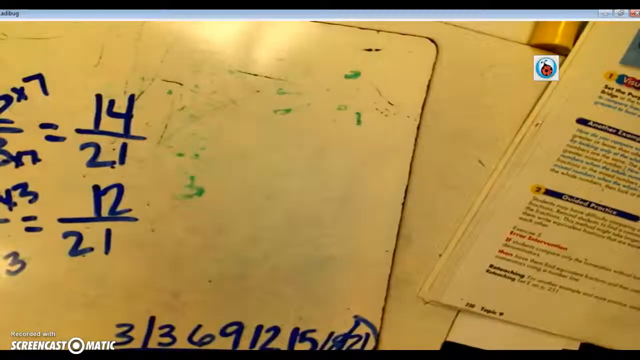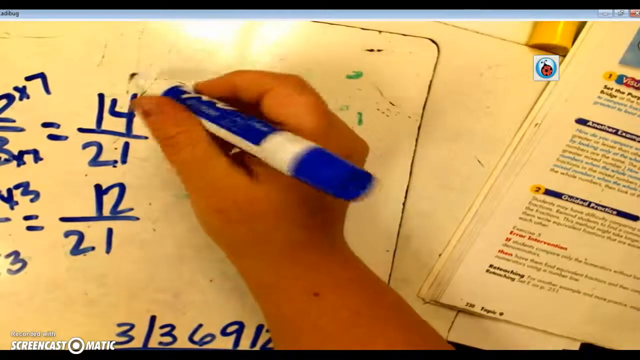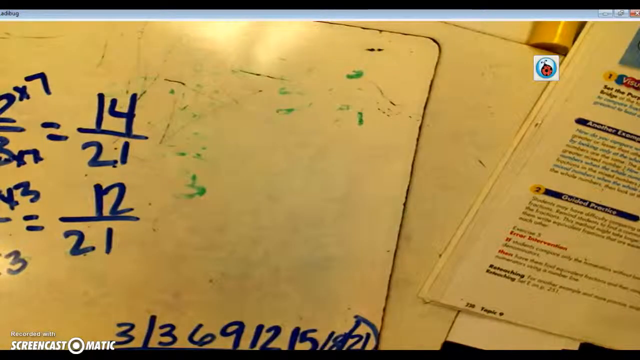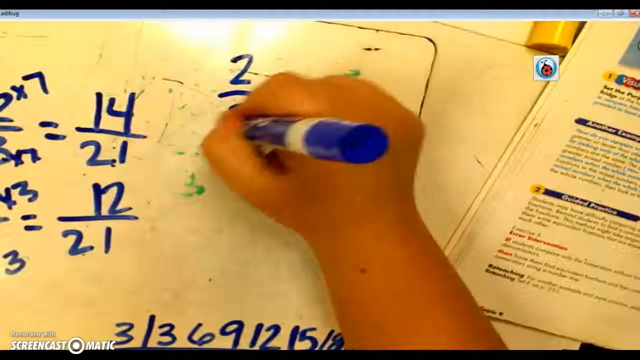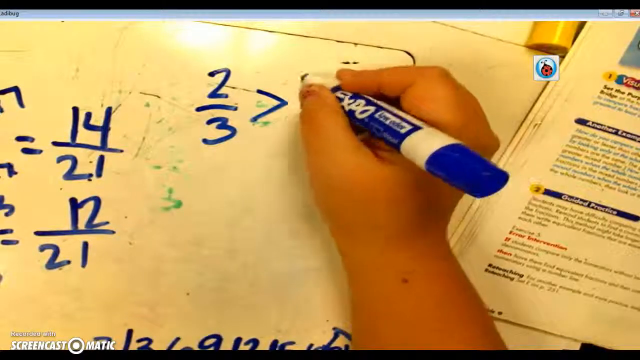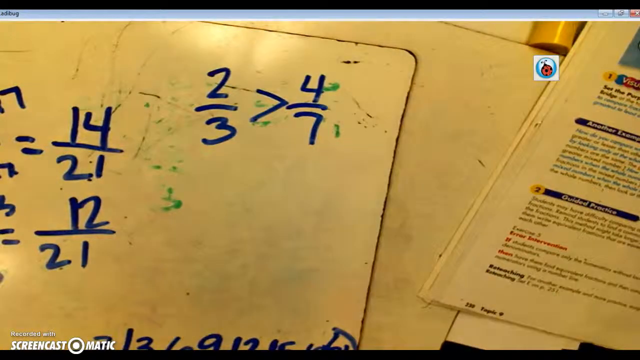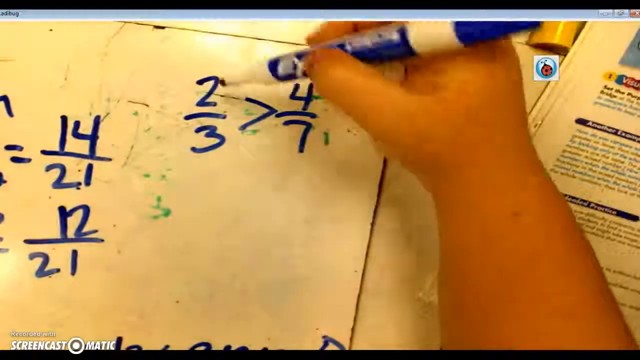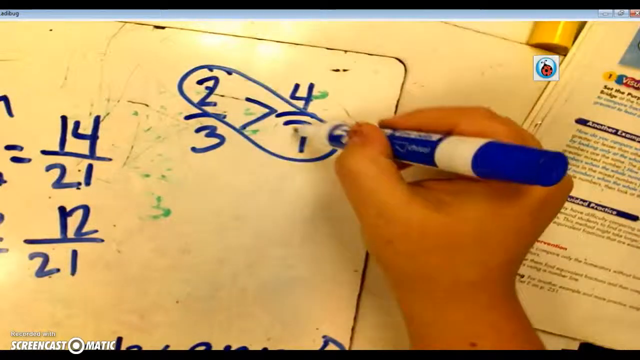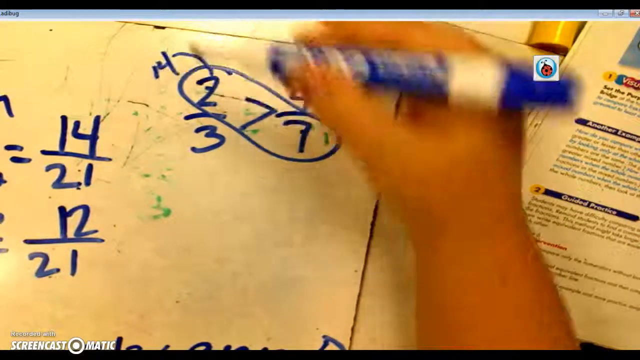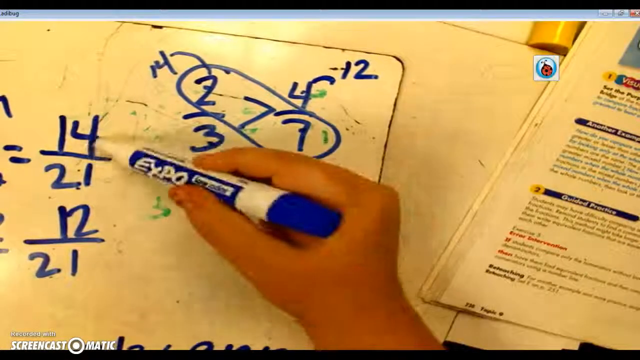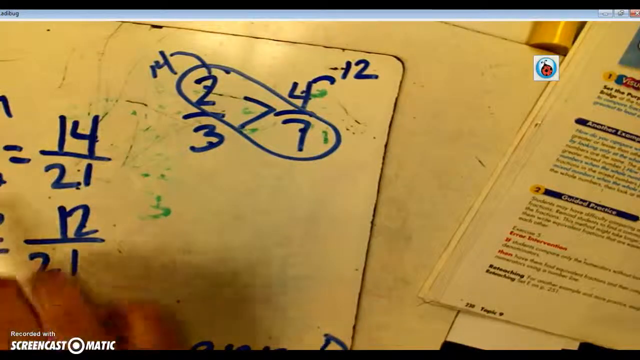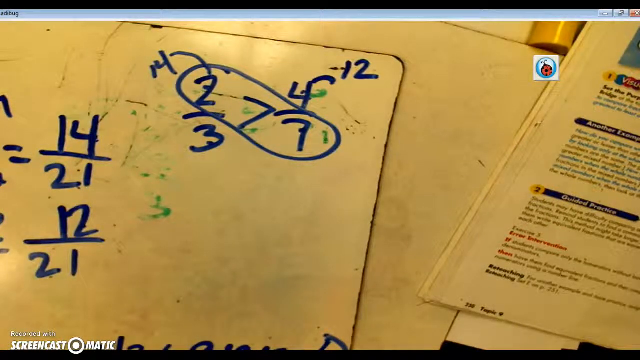Those numbers look familiar, don't they? Would you rather have 14 slices of pizza or 12 slices of pizza? If you're really hungry, you probably want 14. 2/3 is greater than 4/7. Yep. Let's very quickly look at that. When we did our butterfly effect and we took 2 times 7 and got 14, and we took 3 times 4 and got 12, look, I got the same numbers as I did when I multiplied my common denominators. Okay?